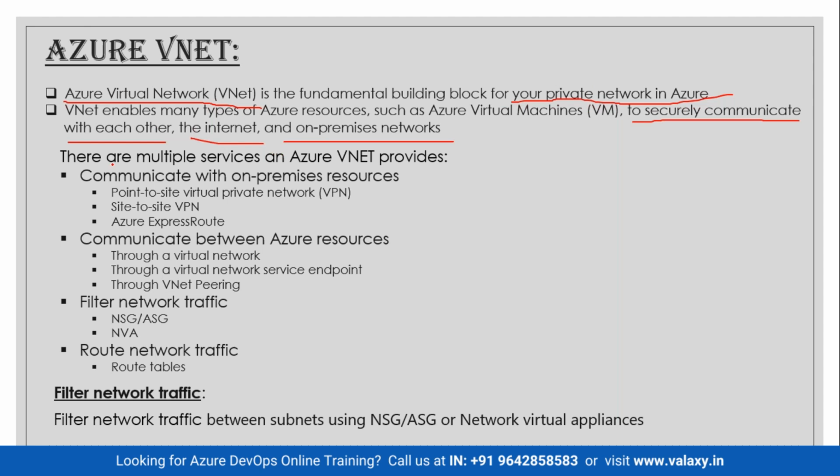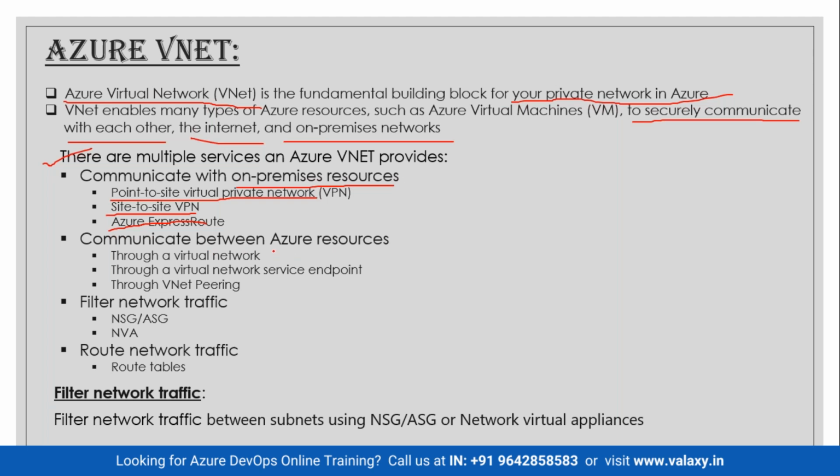So there are multiple services which is provided by VNet. So if you want to connect to on-prem, so the services are point-to-point virtual network. That's a VPN, so we all know what exactly is VPN, through which you can connect to your on-prem. We can even have site-to-site VPN. We can even have an express route. So this is a costly affair. So this is a dedicated line. Just imagine a dedicated line going to your data center through which the communication is happening.